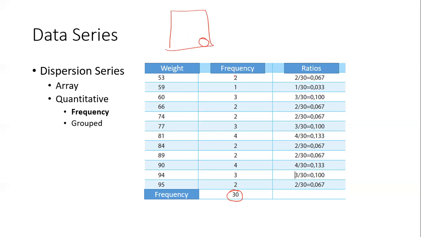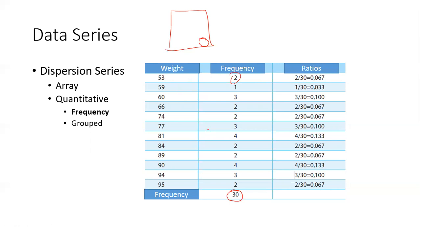How do you find the ratio? This is 2 divided by 30, which is there. And this is the ratio of the boxes that have a weight of 53 kilograms. This is 59 kilograms, and so on and so forth. Well, this is what we call a frequency table. When you look at this table, it's better, right? You can see how many of each data value are present in this table. That's a better way of visualizing the data.